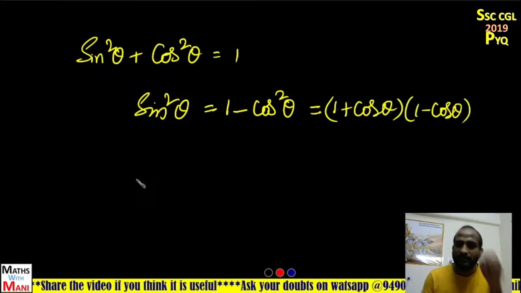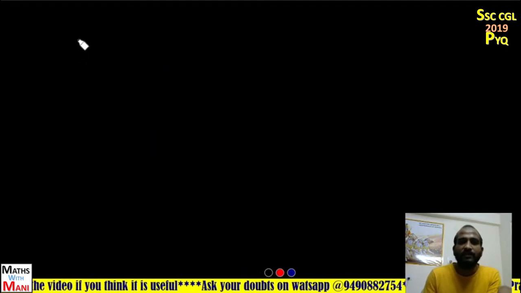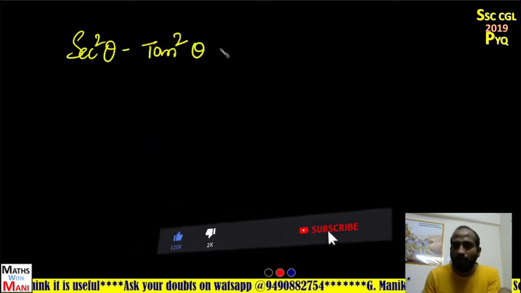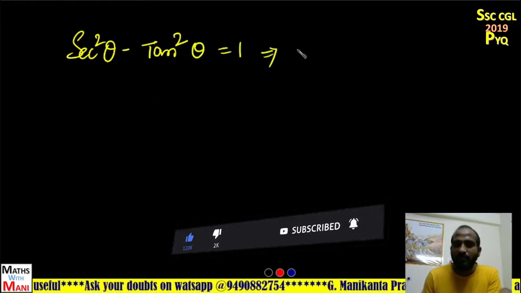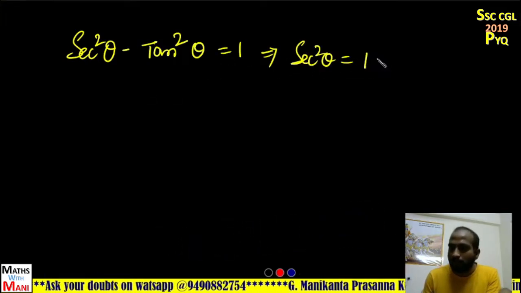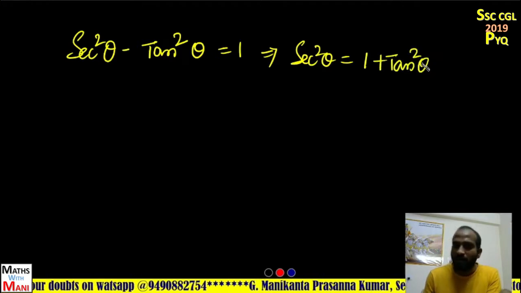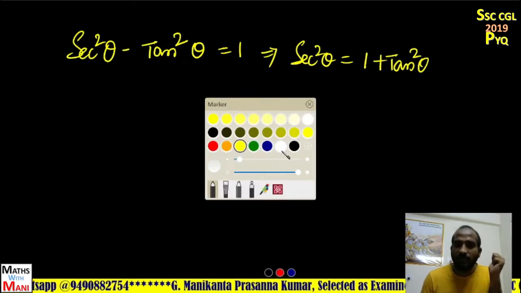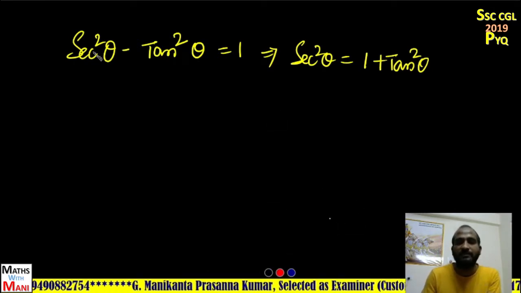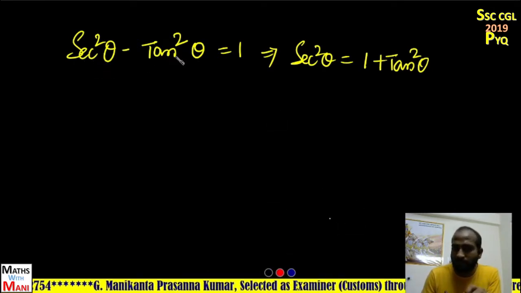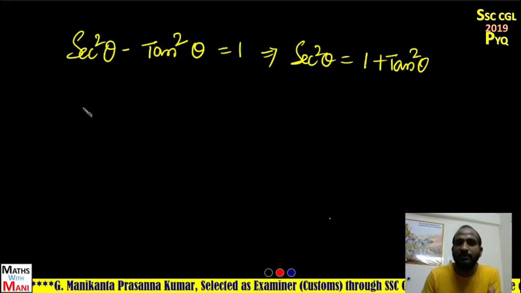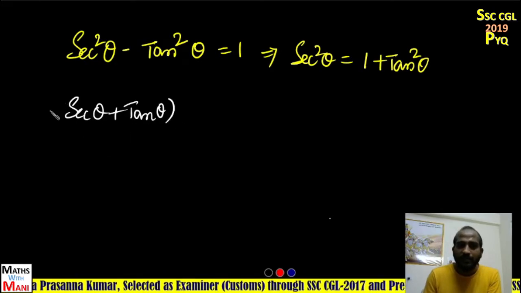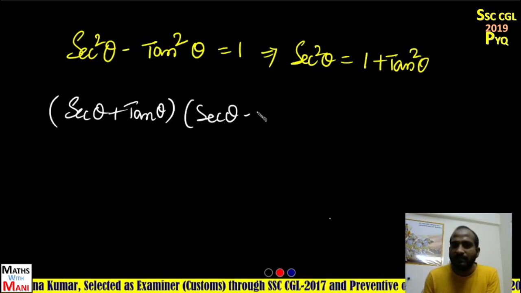Yes. Similarly, what about the other identities we have? Secant square theta minus tan square theta equal to 1. From that, I can tell you secant square theta equals 1 plus tan square theta, or tan square theta equals secant square theta minus 1. And one more thing here that is most important for our exams. It is in the form of a square minus b square. So I can write a plus b into a minus b, that is secant theta plus tan theta into secant theta minus tan theta.